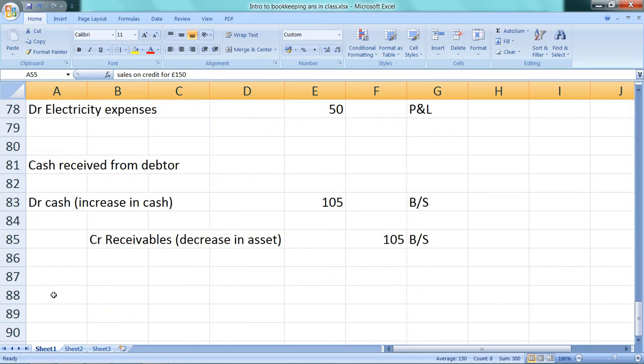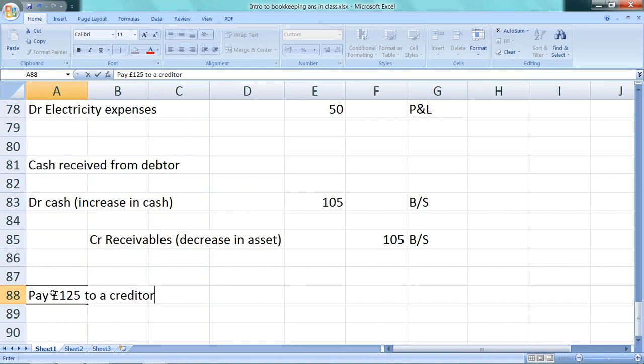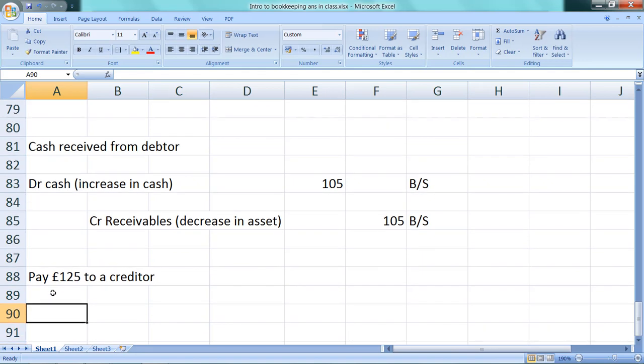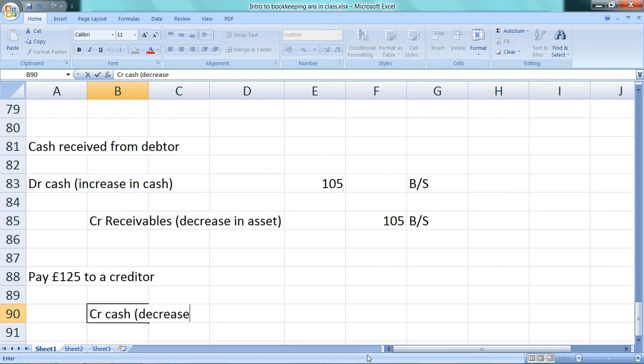Next transaction, so moving on down. So we've now got £105 in from that debtor. We're now going to pay out £125 to a creditor. So when we pay out this £125 to a creditor, what's going to happen to cash? Cash go up, cash go down? Cash goes down. So debit or credit to cash? Credit cash. So credit cash to show the decrease in the asset to the tune of 125.